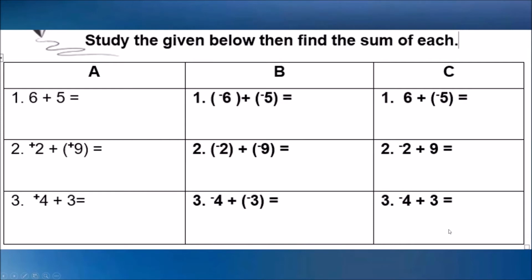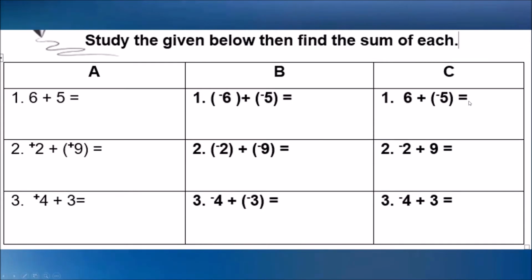In column C, magkaiba ang sign. Katulad ng ginawa natin sa red chips at sa yellow chips na nag-cast out tayo. Ibig sabihin, nag-subtract tayo, nagbawas. So, magbabawas din tayo sa column C.